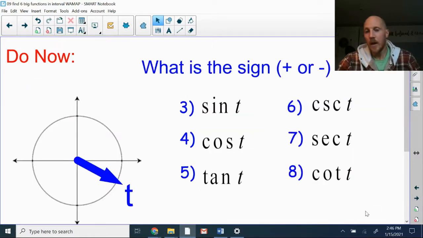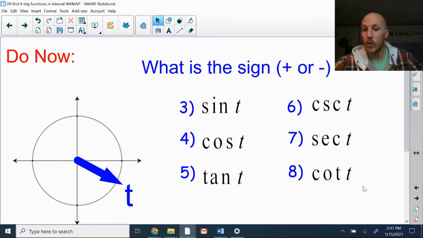Let's try another one. It's a different question. So for the angle indicated in this illustration, I've got a graph, a unit circle. There's a vector showing an angle I've called t. Would each of these 6 trig ratios be positive or negative at point t? So sine of t, cosine of t, tangent of t, secant of t, cosecant of t, and cotangent of t. All right, so go ahead, hit pause, take a minute, see if you can figure out your answers for those 6 questions. I'll wait.